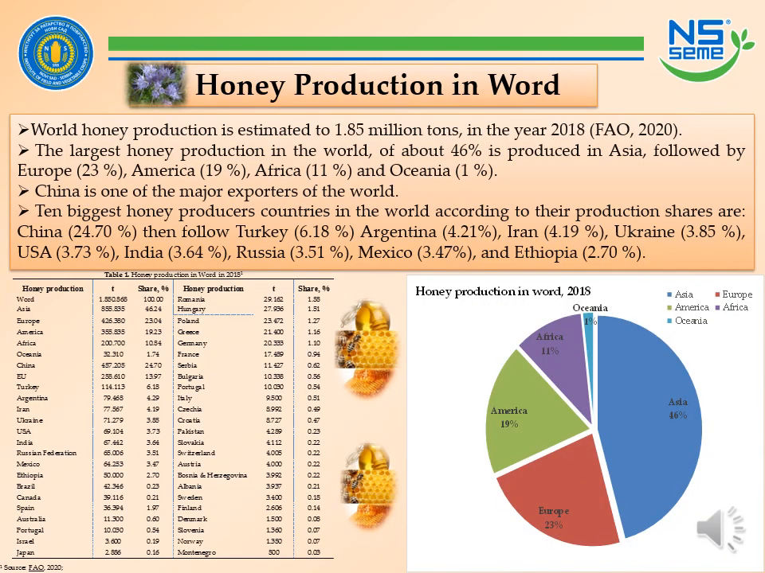World honey production is estimated at 1.8 million tons in the year 2018. The largest honey production in the world, about 46%, is produced in Asia, followed by Europe, America, Africa, and Oceania. China is one of the major exporters of the world. The 10 biggest honey producer countries in the world, according to their production shares, are China, followed by Turkey, Argentina, Iran, Ukraine, USA, India, Russia, Mexico, and Ethiopia.